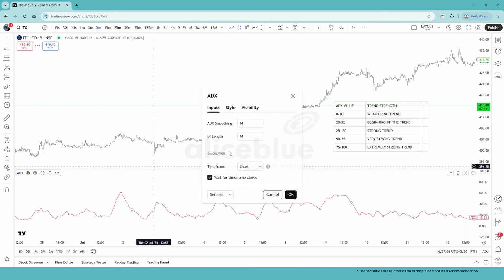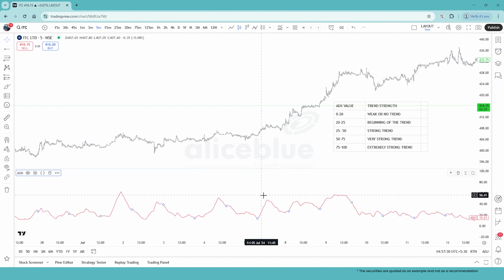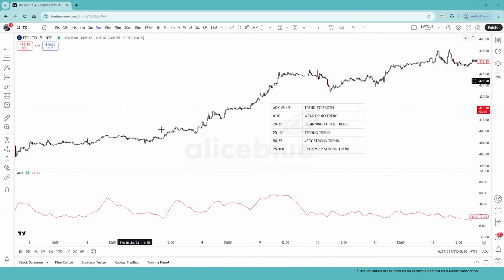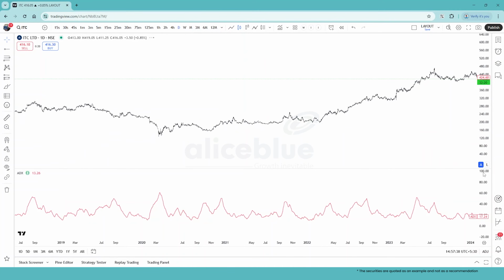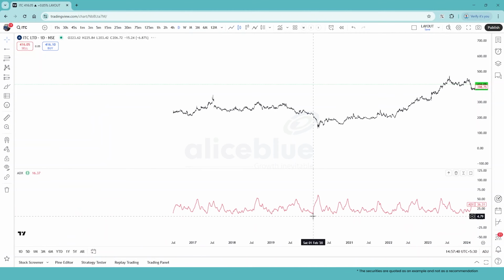If you go to the settings, there are two lengths: the ADX smoothing length and the DI length. The ADX smoothing length is 14, and the DI length, the directional index length, is also 14. If you are working on a bigger time frame, we can reduce the length and smoothing length, and if you are working on a smaller time frame, it is okay to do our analysis with the default ADX settings. Now I want to mark the bigger time frame to understand the levels and where we can use them.